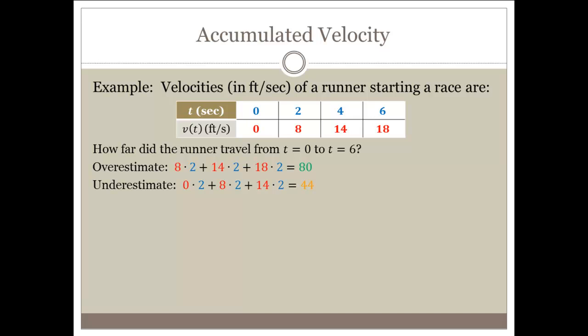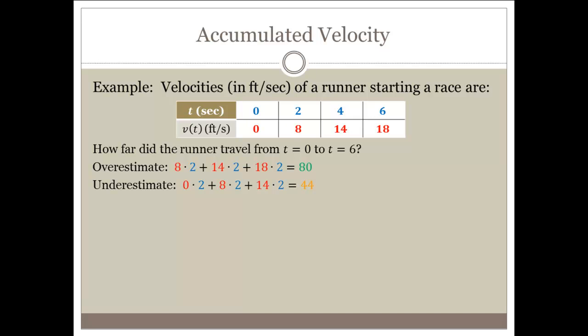To answer this, we found two estimates, our overestimate and our underestimate. To get our overestimate, we used that the runner was traveling at 8 feet per second in the first 2 seconds for a total of 16 feet, plus 14 feet per second for the next 2 seconds for a total of 28 feet, plus 18 feet per second for the last 2 seconds for a total of 36 feet. So we found out that the runner traveled at most 80 feet in the first 6 seconds.